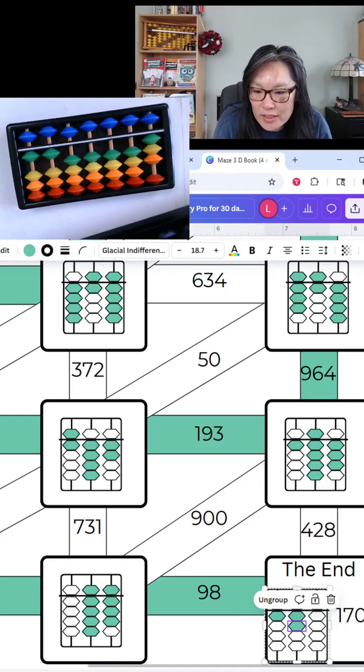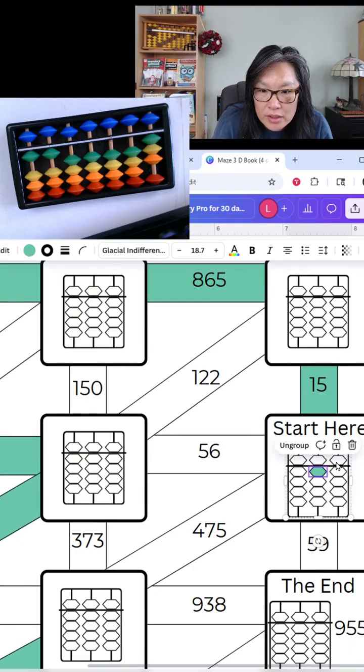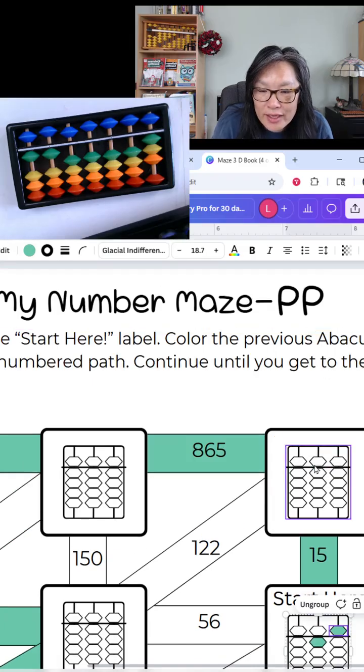Let me know if anybody has any questions about the abacus. I am working on my book, and I'm hoping to get it published. And I'm almost done. This is so great, and I like it because I can see if there are any typos, because it's just me. I'm the only one looking at this.